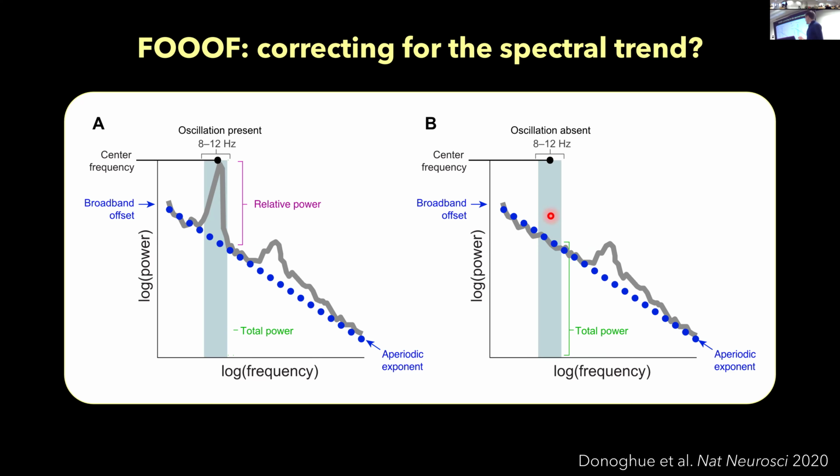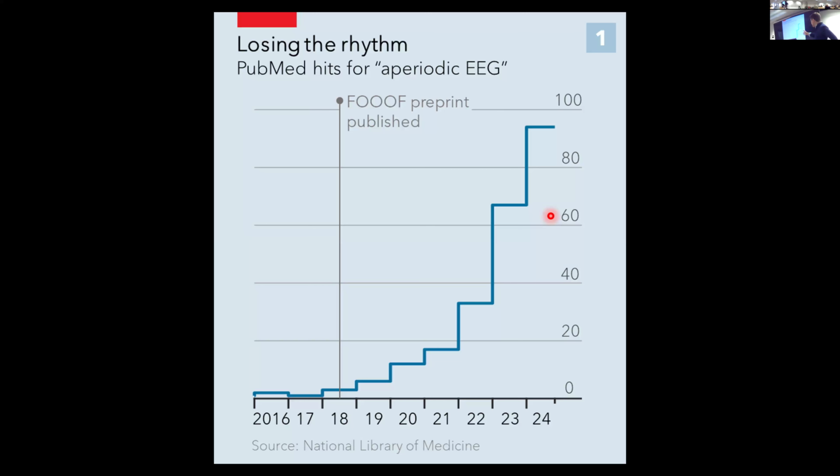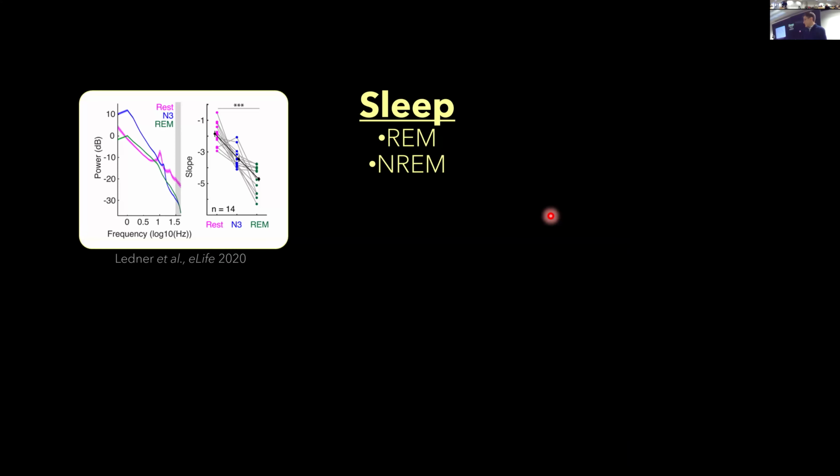The other implication of this finding is that the aperiodic exponent, or slope of this line, is an interesting feature in its own right, should be extracted and analyzed, and it tells you something completely independent from the brain rhythms. In fact, since this paper was published, there's been an exponential increase in the number of studies using this method to study aperiodic EEG. They've been correlating changes in the slope to many things from different brain states to different diseases.